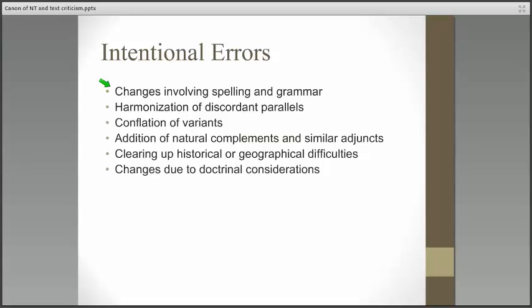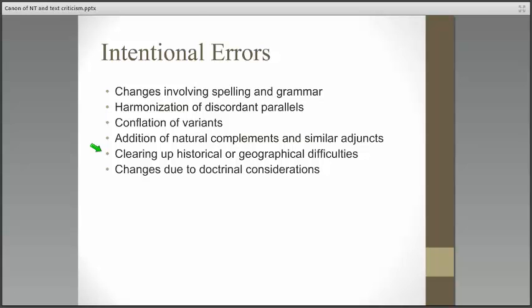Sometimes a scribe will write in a note, I've been to this place and this is the wrong place, so they'll change it. They'll fix a historical or geographical error in the document, and sometimes they'll make changes due to doctrinal considerations. They weren't willy-nilly about their changes. They were very, very careful.